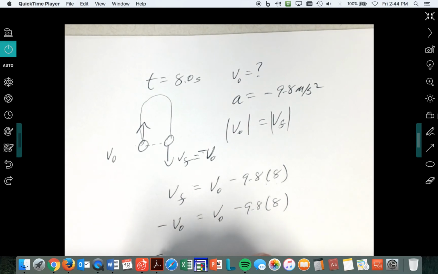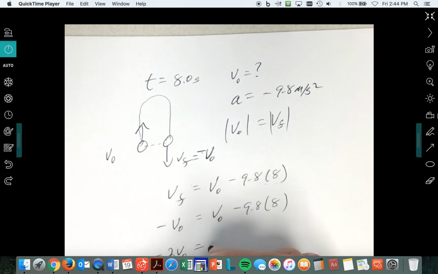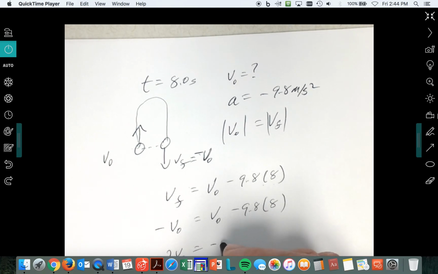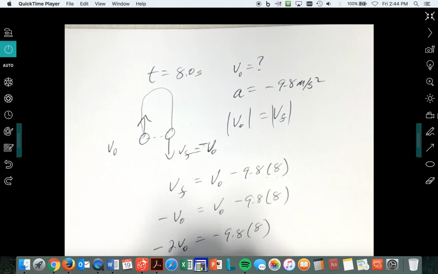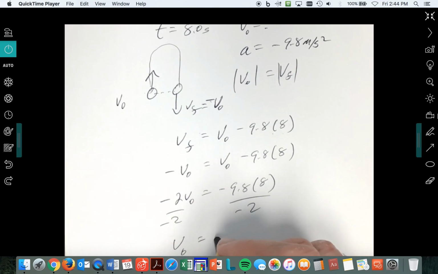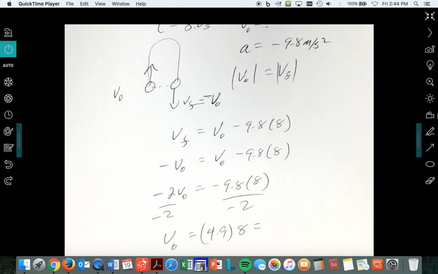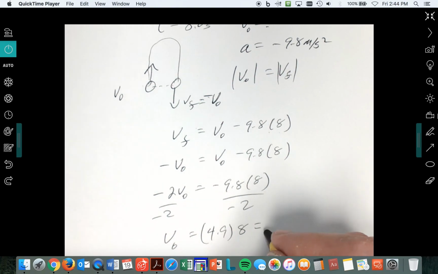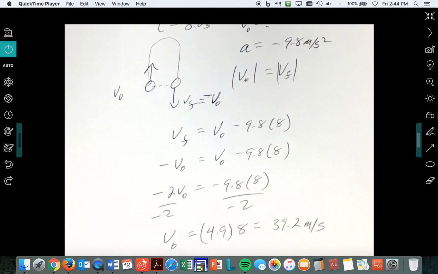So I wind up with negative 2V naught is equal to negative 9.8 times 8. So I divide both sides by negative 2. And I wind up with V naught is equal to 4.9 times 8, which is real close to 40. 39.2 meters per second. That's free fall. Just the acceleration is equal to negative 9.8. That's all.